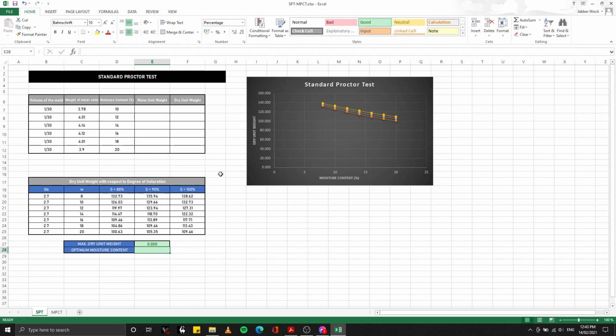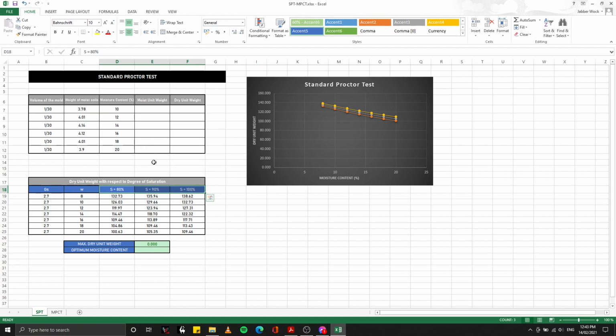density. Most of the time, sa standard Proctor test ng mga problems, ang binibigay lang sa atin is ang volume of mold, weight of moist soils, moisture content, ang specific gravity ng soil, and ang degree of saturation which is in three different variations in order for us to calculate the dry unit weight later and for us to be able to plot it on our chart.